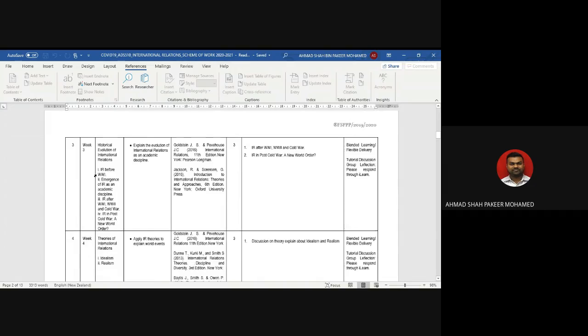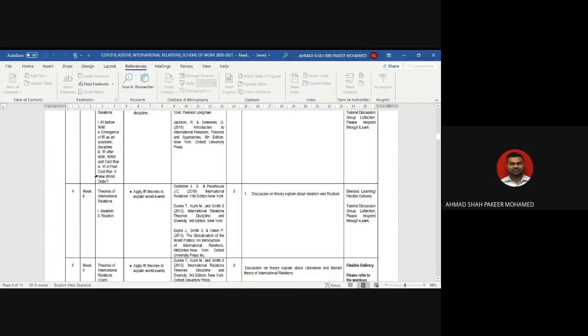Then we're gonna move on to theories of IR. The main basic theories of IR are idealism and realism. These two main theories are shaping the many new theories nowadays, for example liberalism, democracy, neorealism, feminism, dependency theory. A lot of theories came out after that. So you don't need to focus on everything. Just focus on these two basic theories first, because this is the gist of IR.